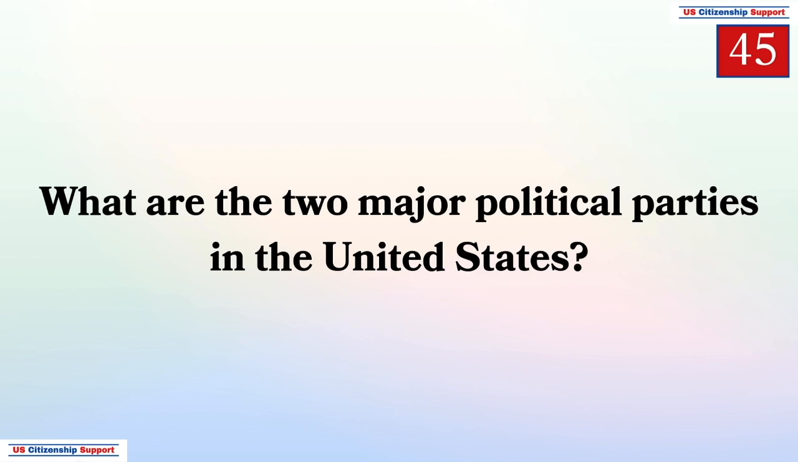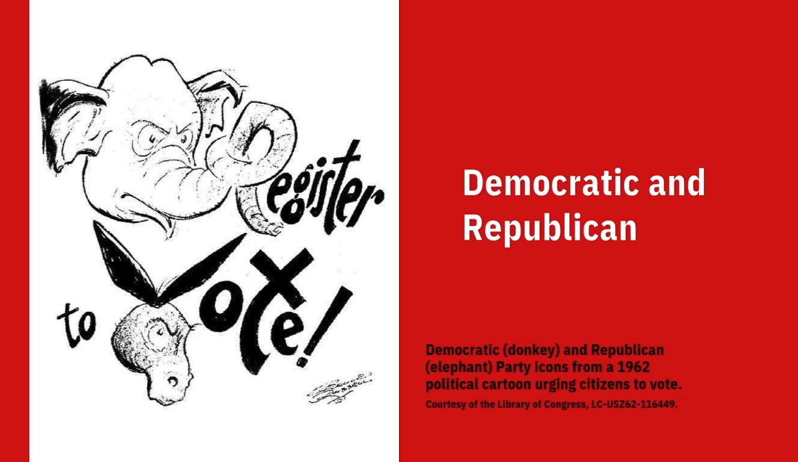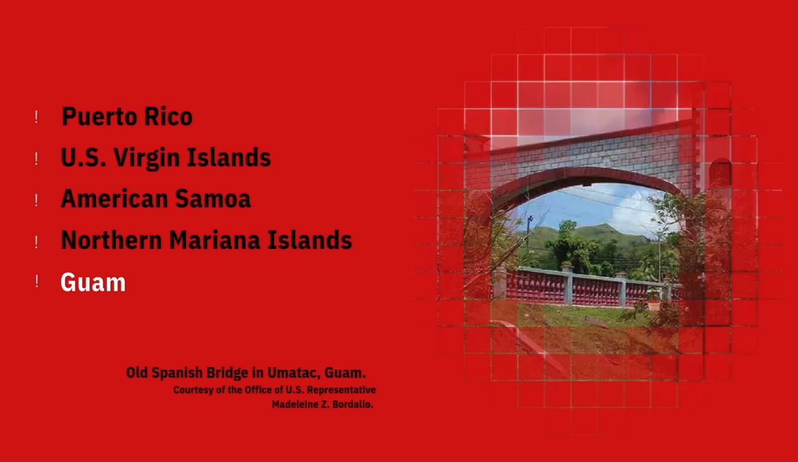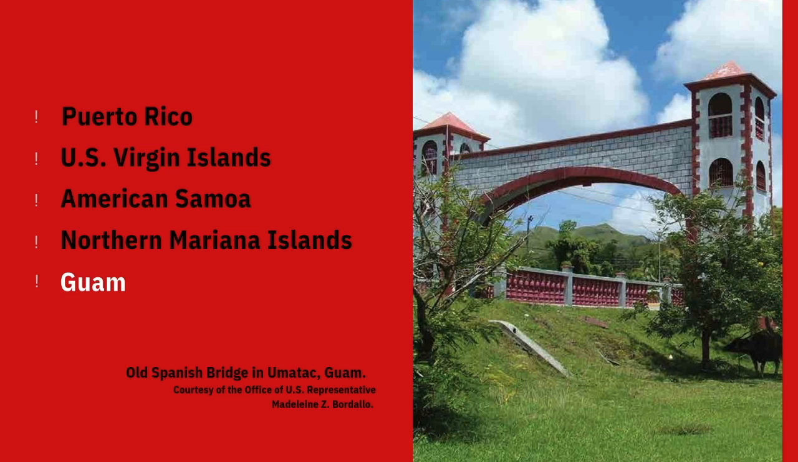What are the two major political parties in the United States? Democratic and Republican. Name one U.S. territory. Guam.